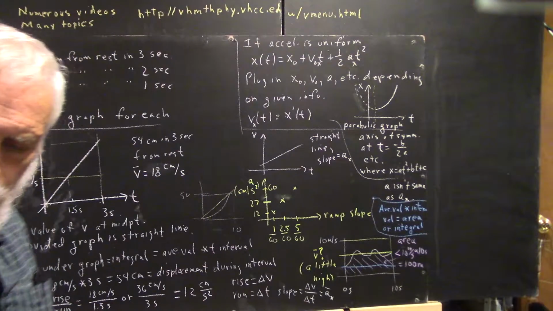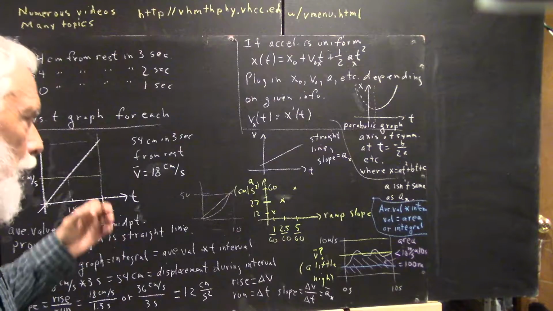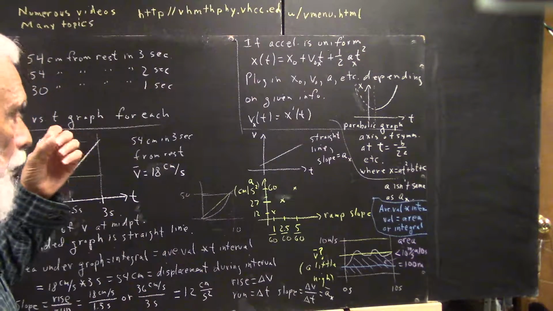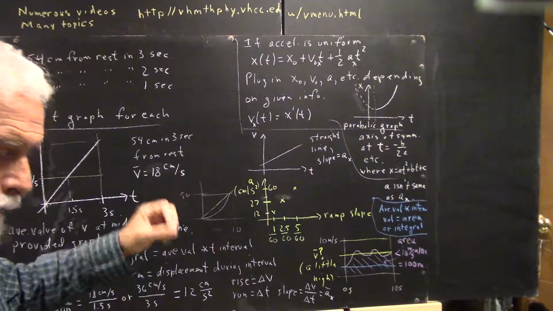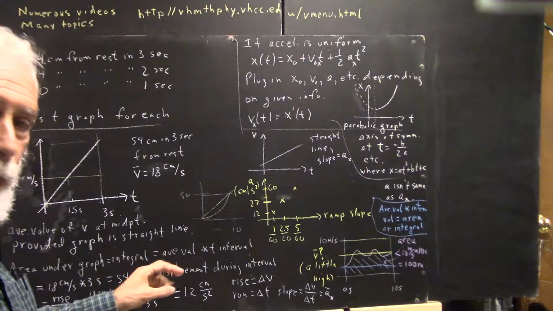So anyhow, you want to think about that. You really have to understand how average value can be estimated, how the average value multiplied by the interval gives you the area, and how that's related to the integral.